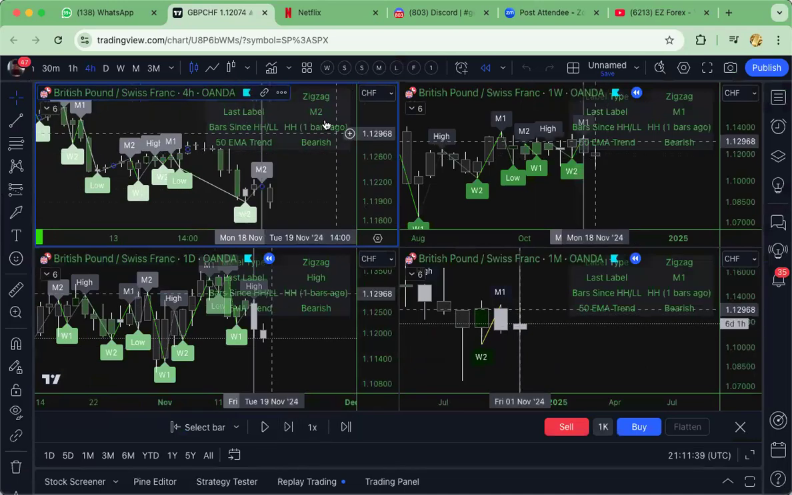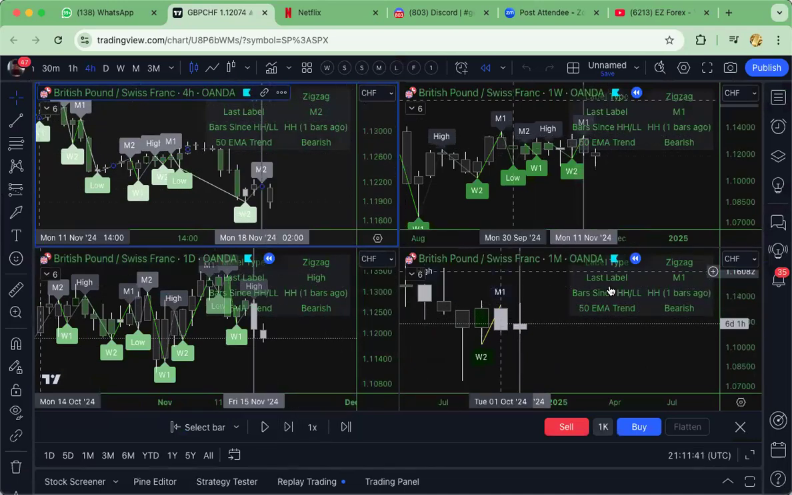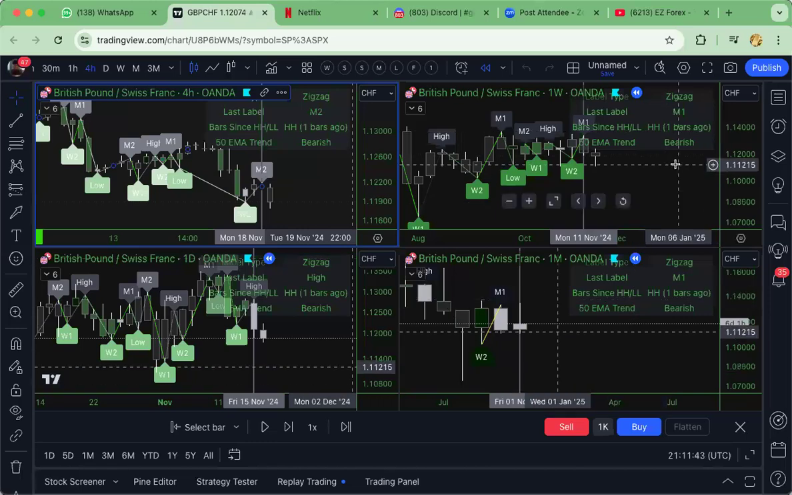And what do we see here? M2 on the 4-hour, high on the daily, M1 on the monthly, M1 on the weekly. Everything's told you to sell. Who's going to show you a strategy that's this simple? Please show me someone that's going to show you a strategy that's this simple. This is at least 80%, if not 90% of the strategy and how simple it is.